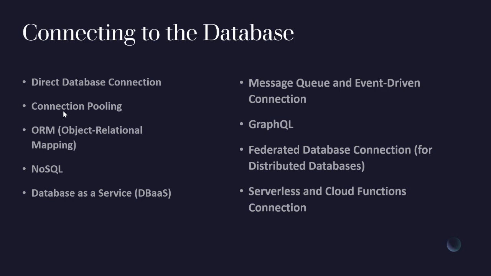So what is this? In this approach, each microservice establishes a direct connection to its associated database. This is the simplest method and it is suitable for smaller applications. The next one is connection pooling. Connection pooling is a technique where a pool of database connections is created and managed by a connection pool library. Microservices can request and release connections from the pool as required, and it reduces the overhead of establishing a connection for every request.